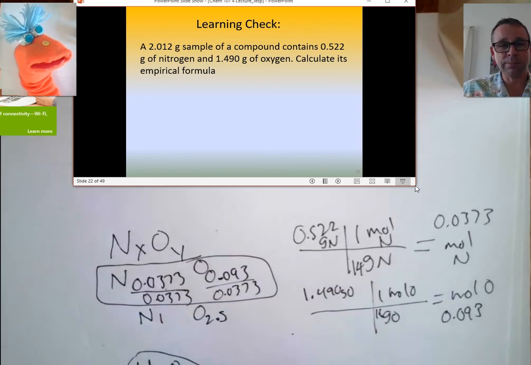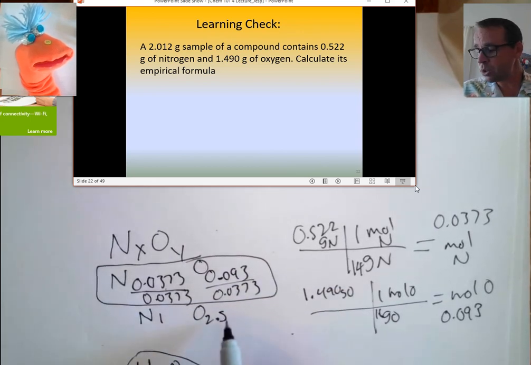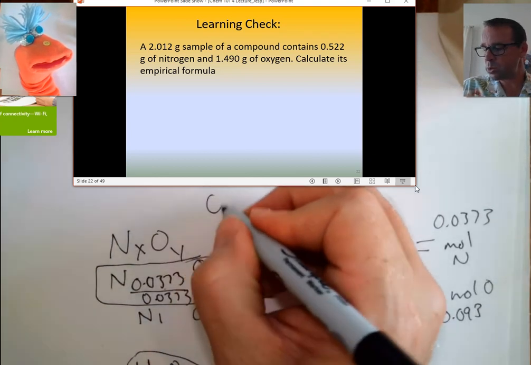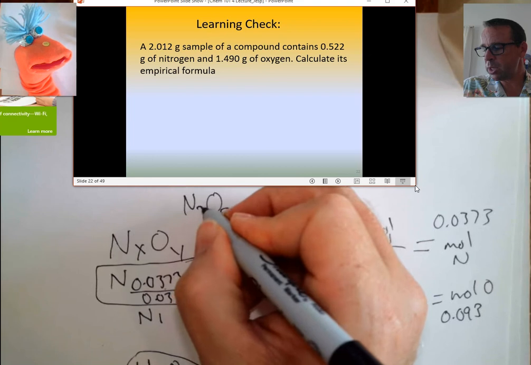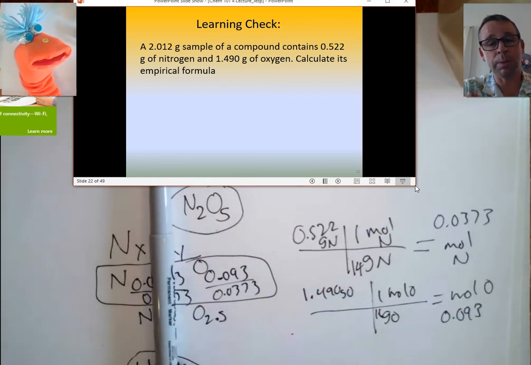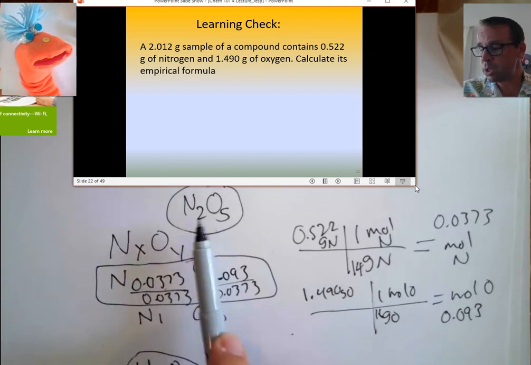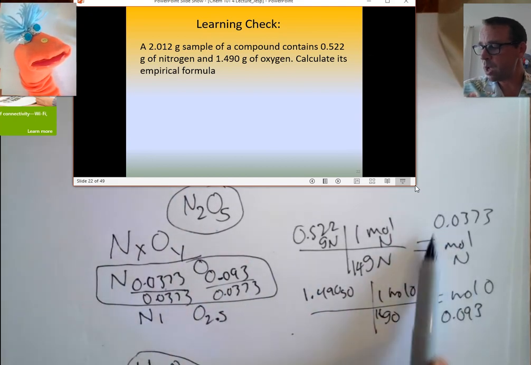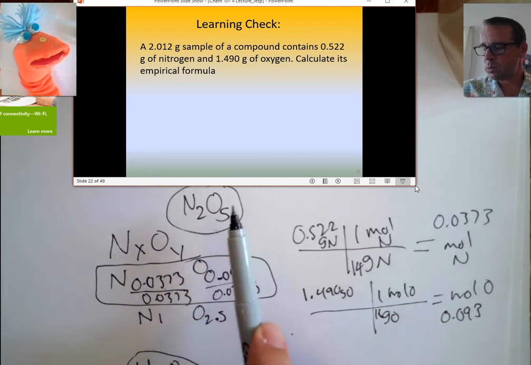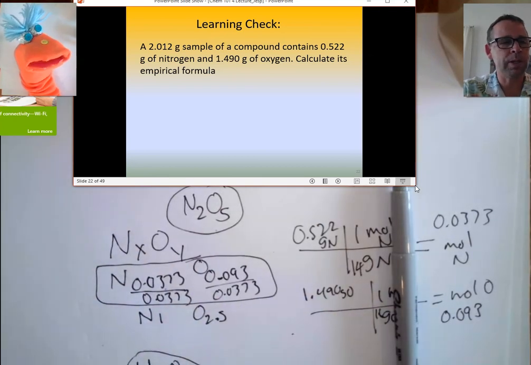Now, I'm getting closer to a whole number ratio, and I can kind of see that if I multiply this by 2, it'll make a whole number ratio. So if I do that, I have to multiply the other one by 2, and that gives me N2O5, whole numbers. This is molar ratio, right, because I converted the grams of each of these to moles, so I use moles. So that is the empirical formula then, okay? Okay, I got it.